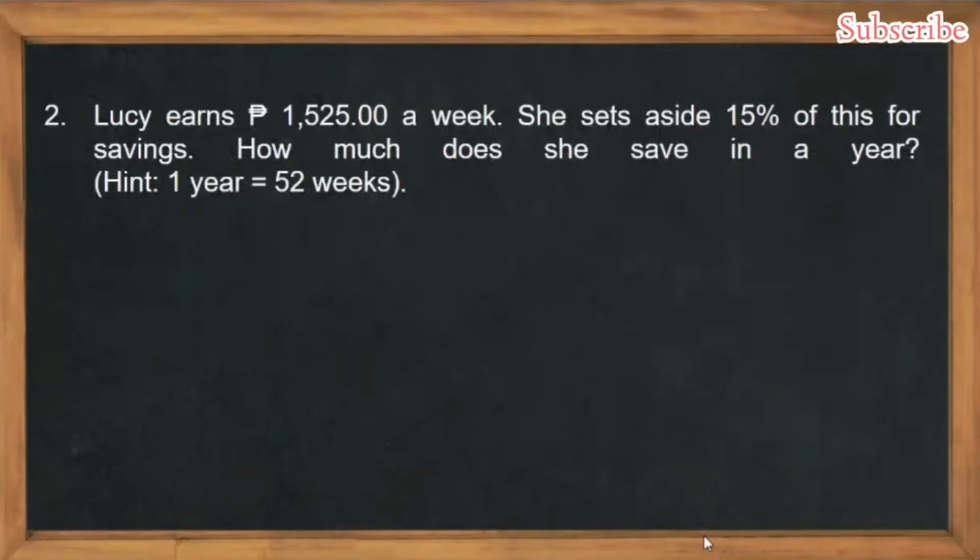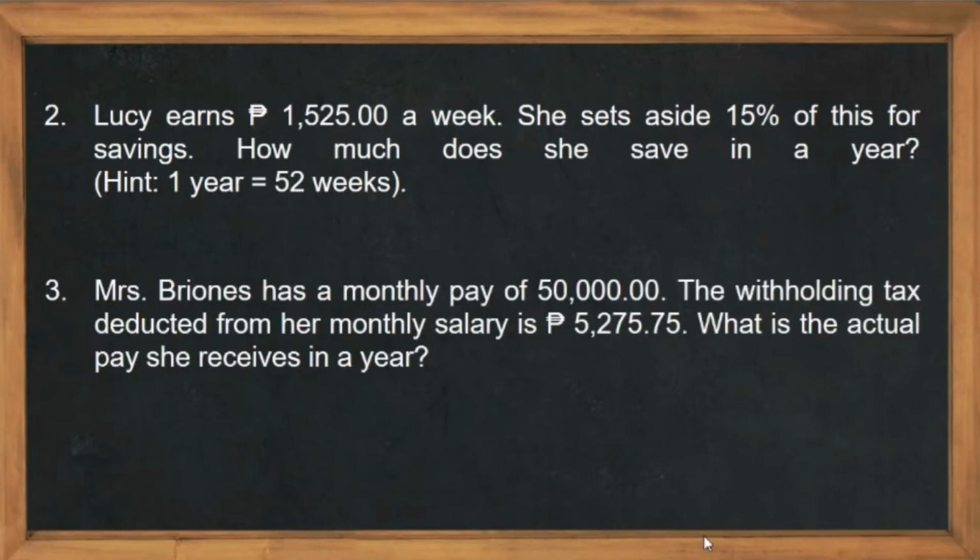Now, for question number 2, Lucy earns 1,525 pesos a week. She sets aside 15% of this for savings. How much does she save in a year? Hint: 1 year is equal to 52 weeks. Mr. Briones has a monthly pay of 50,000 pesos. The withholding tax deducted from his monthly salary is 5,275.75 pesos. What is the actual pay he receives in a year?